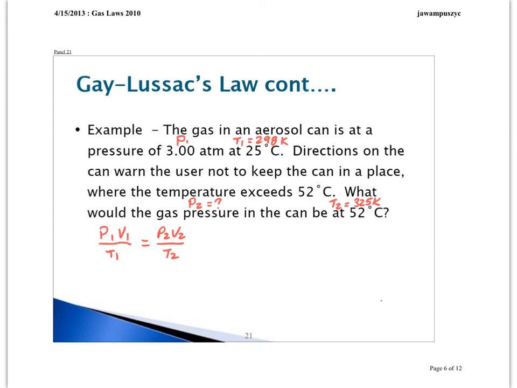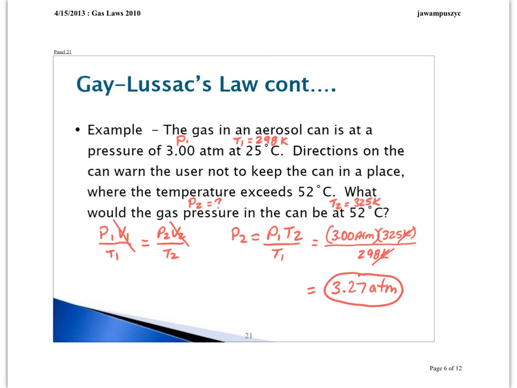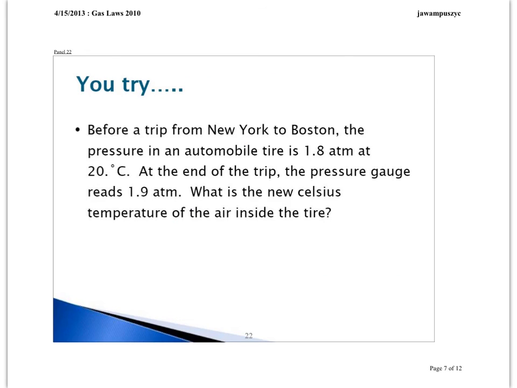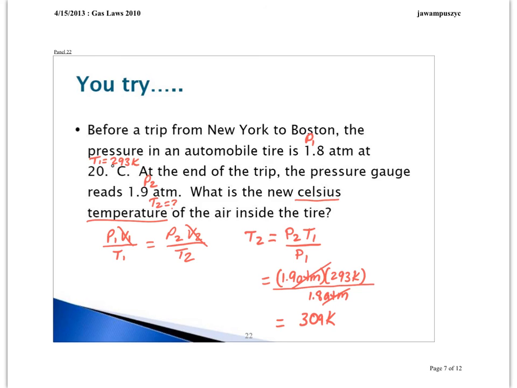Notice in this problem, the volume is held constant. The volume of the can doesn't change. It's just the temperature of the can as well as the pressure that's inside of it. So we can right away cancel out the volume. And again, rearrange and solve. Don't forget to convert your temperatures from Celsius to Kelvin. Pick out the variables. Remember to do the math in Kelvin. And then subtract out the 273 to convert it to degrees Celsius.